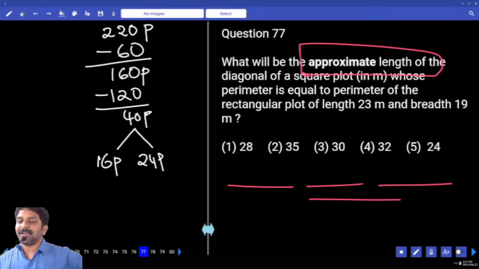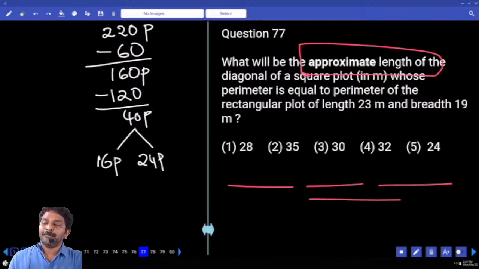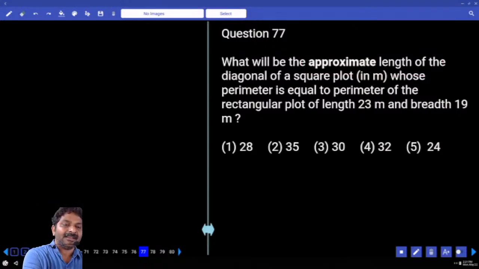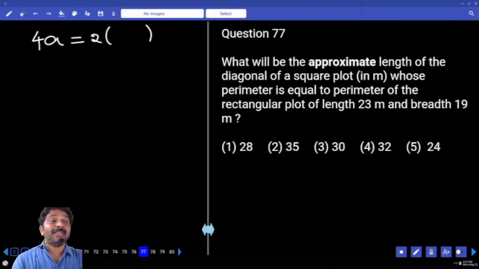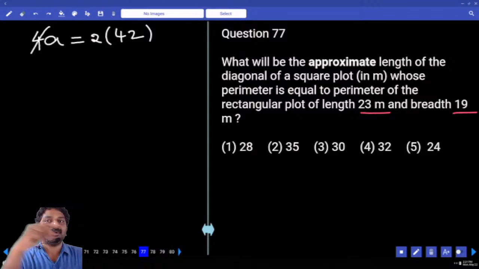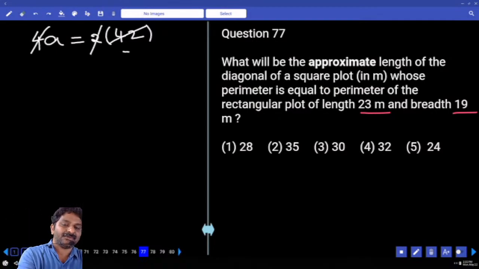What will be the approximate length of the diagonal of the square plot whose perimeter is equal to perimeter of the rectangular plot of length 23 and breadth 19. Perimeter of the square 4a is equal to perimeter of rectangle 2 times L plus B, which is equal to 42. Cancellation with 4 is equal to 2 times, cancellation with 2 also. 1 2 gets cancelled, the other 2, which is 21. So side of the square is 21.